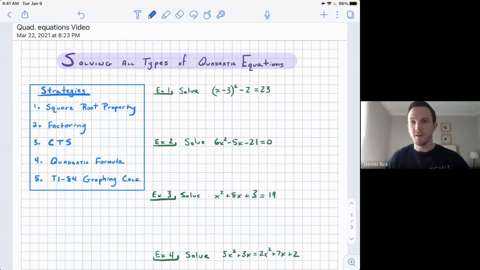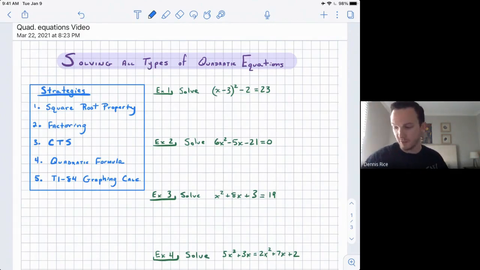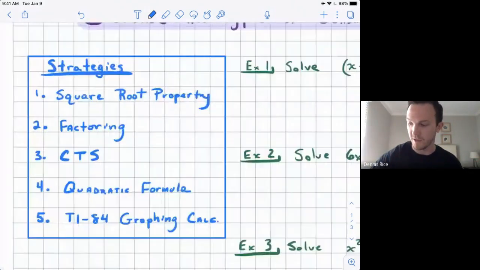Hello everyone. In this video, I'm going to be going over how to solve different types of quadratic equations, namely with the square root property, factoring, completing the square, also known as CTS, quadratic formula, and I'll briefly mention some TI-84 graphing calculator techniques that can be used as well. So first, when does each of these strategies work best?